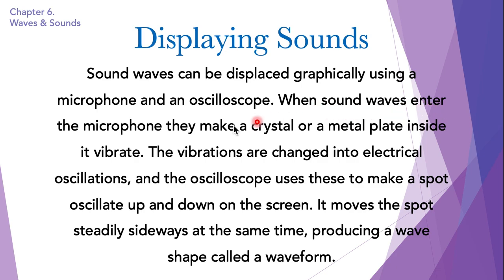When sound waves enter the microphone, they make a crystal or a metal plate inside it vibrate. The vibrations are then changed into electric oscillations, and the oscilloscope uses these to make a spot oscillate up and down on the screen. It moves the spot steadily sideways at the same time, producing a wave shape called a waveform.